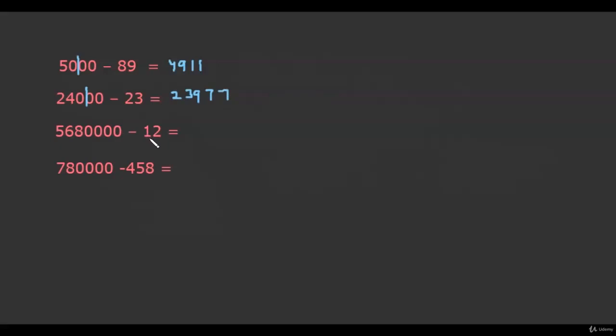Now 12 is a 2-digit number and there are zeros over here. So we will partition this into two parts. And on the right side we will leave 2 zeros. Now we have to reduce this number by 1.